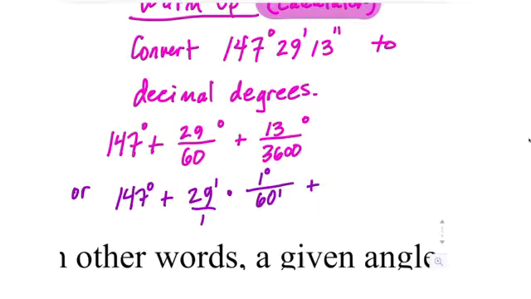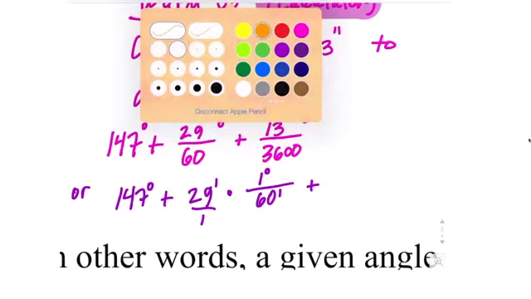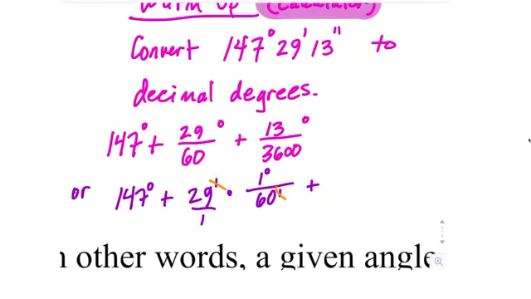So notice the minutes symbols in the top and the minute symbols in the bottom. So the minute symbols divide out. They divide out. And what are the units that are left? Degrees, right? Which is what we want.